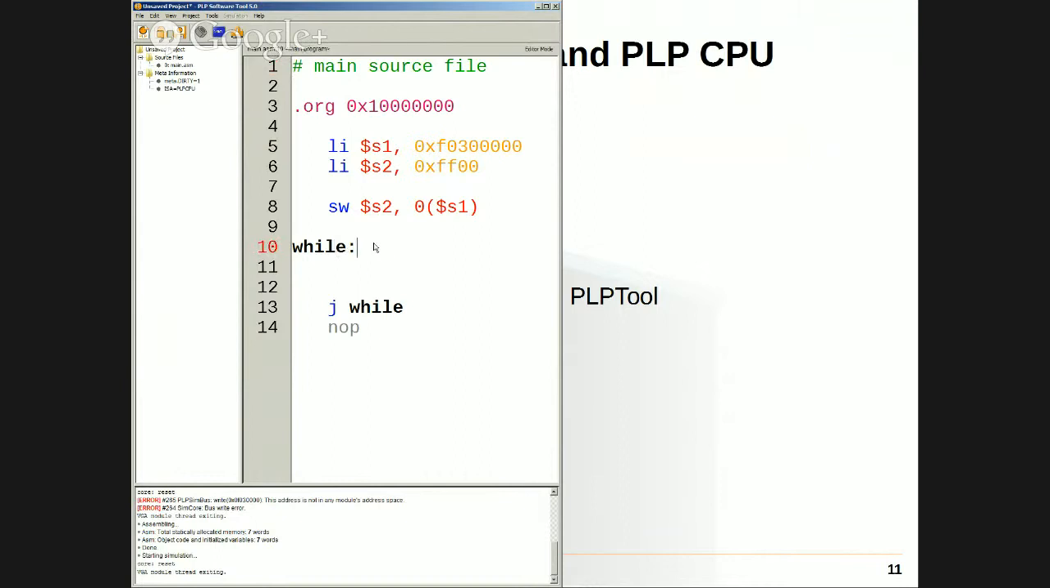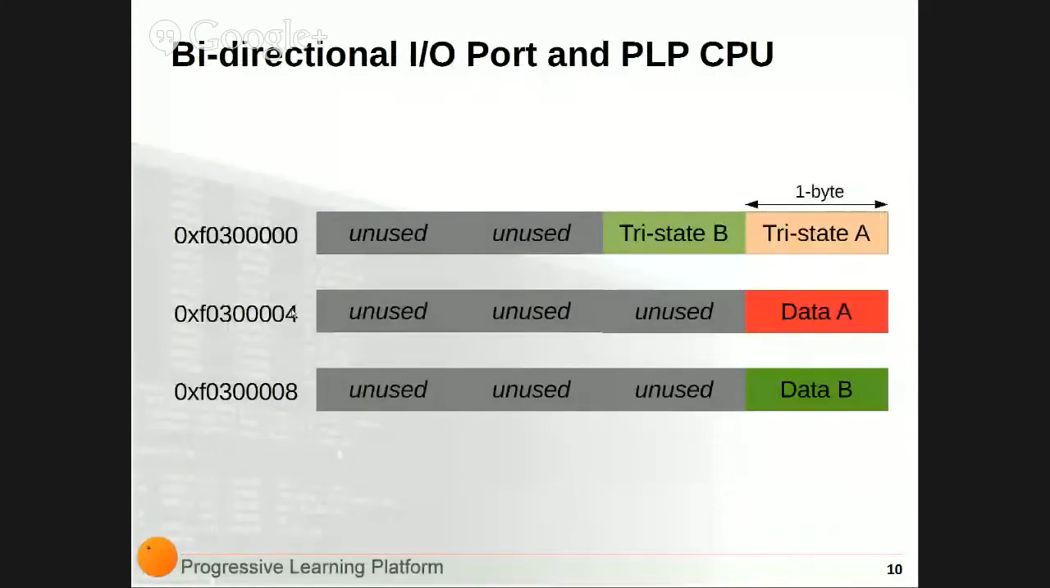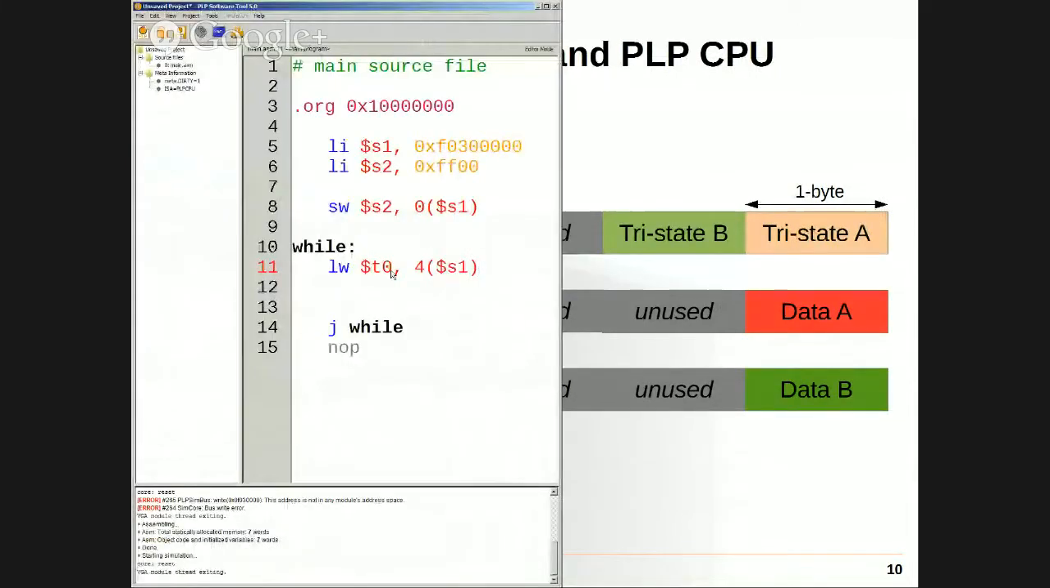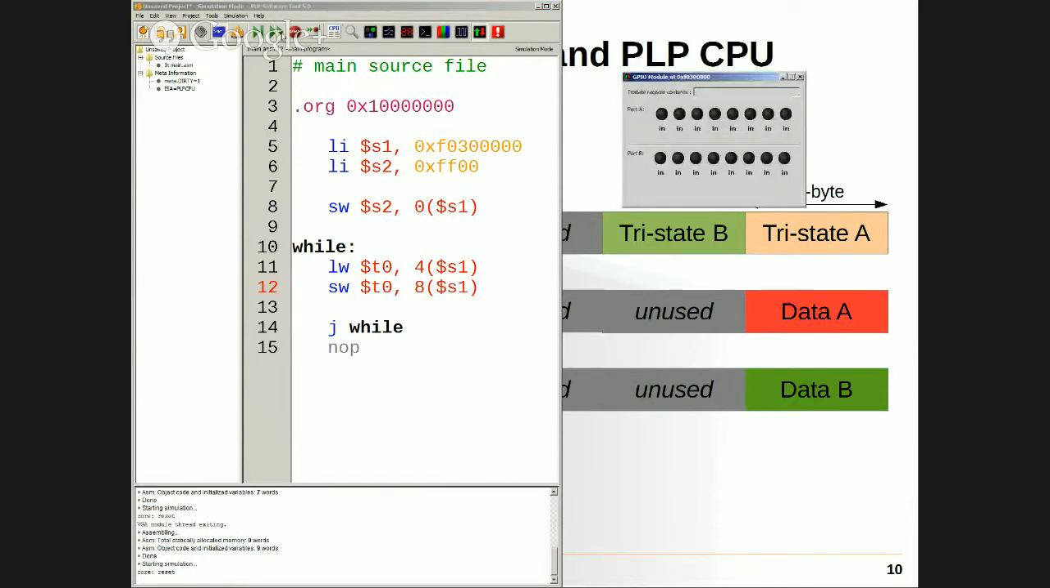Now, let's do what we did with the switches and LEDs, just copy the values over. So first we want to read from port, which port is inputs? Port A. Right, so we offset by 4 because port A is at this address plus 4, correct? You reload the value from there, and just immediately store it back to port B, which is plus 8. And that's it. So now port B just echoes whatever the values in port A are.